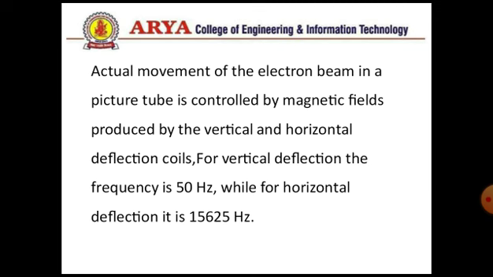Actual movement of the electron beam in a picture tube is controlled by magnetic fields produced by the vertical and horizontal deflection coils. For vertical deflection, the frequency is 50 Hz, and for horizontal deflection, it is 15625 Hz. So there is a major difference, because the vertical deflection will deflect the waves vertically around the y-axis or around the amplitude, and the horizontal deflection will deflect the wave horizontally around the x-axis, and it is the axis which requires more frequency than the vertical deflection.